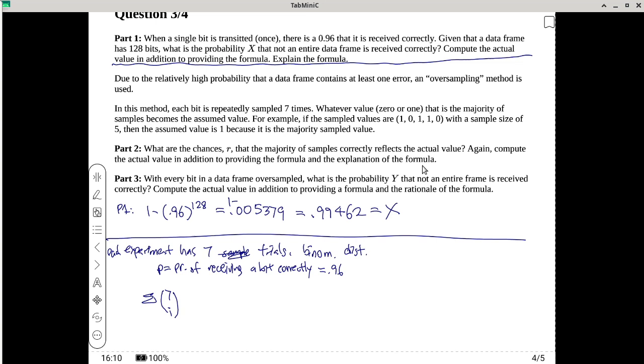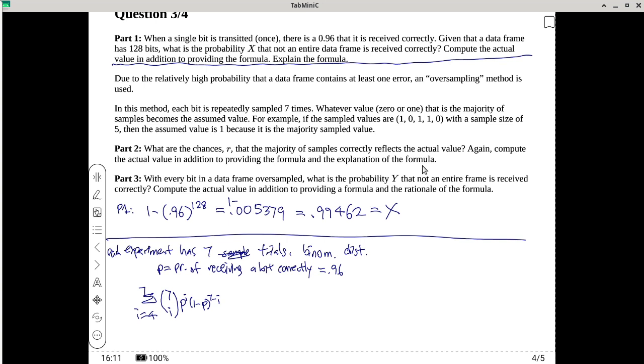Is that making any sense? And then, if P is the probability of receiving a bit correctly, we raise P to the power of i, and 1 minus P is raised to the power of 7 minus i. Does that make sense? Because we would have i bits received correctly, and 7 minus i bits received incorrectly with probability 1 minus P. Now I have to figure out the range of i, the range of that index. 4 to 7, very good.